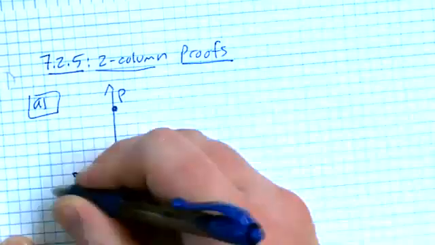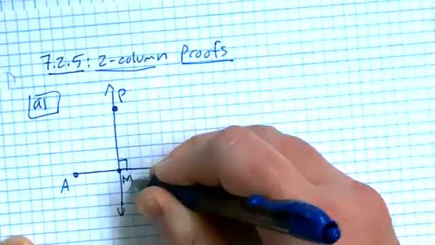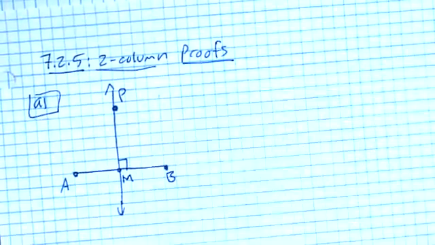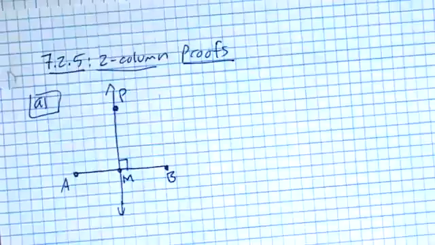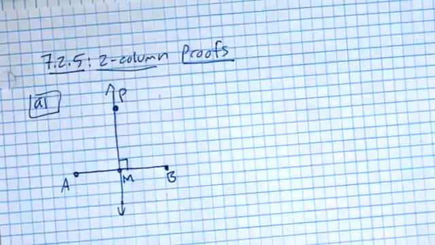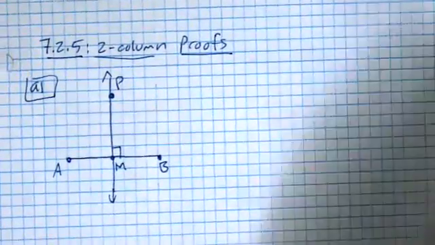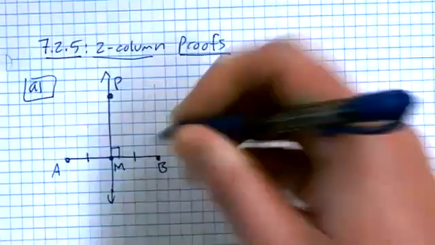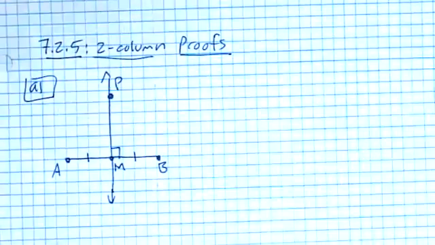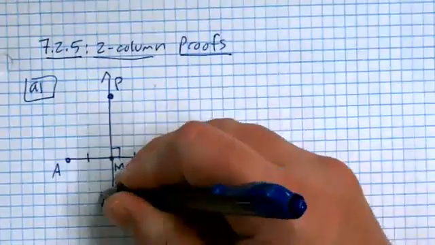It's got a right angle in it. And this is M, this is B. Oop, I forgot something important. Tick mark, tick mark. And they called this line L.